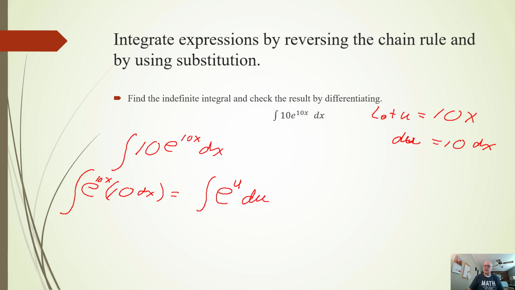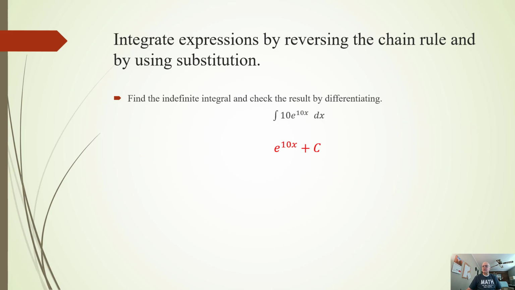and then we can take the integral of that. It'll be e to the u, that's pretty simple, plus c, and put the u back in. So what we've got is e^(10x) plus c. There you go. Pretty simple. Love that e to the x function. At least I do. Nice and simple. Substitution makes it so easy.